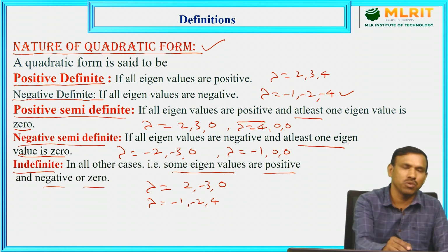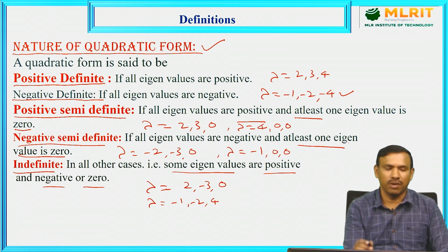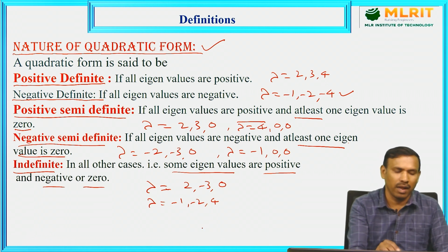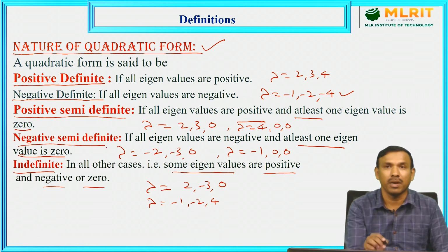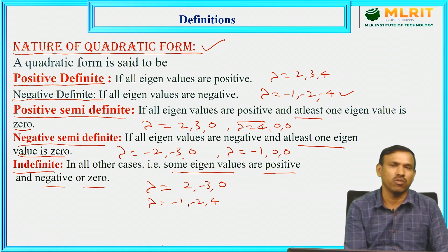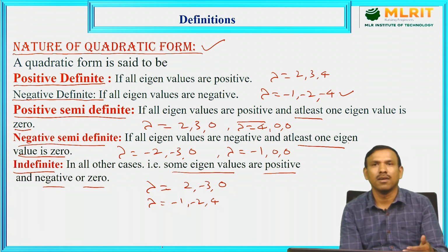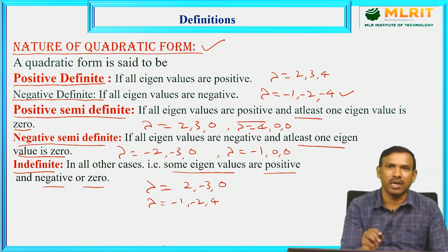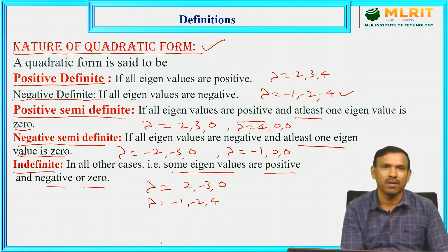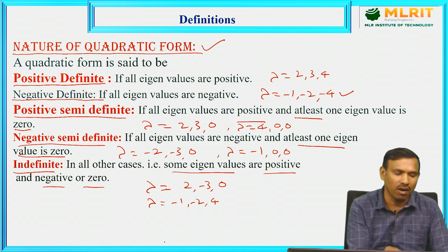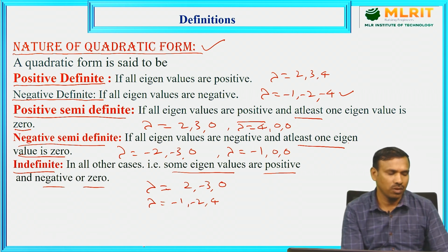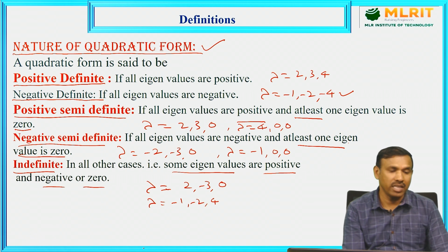So based on the eigenvalues, this is how we decide. All eigenvalues positive, positive definite. If all eigenvalues are negative, negative definite. Some are positive, remaining 0, positive semi-definite. Some are negative and remaining are 0, negative semi-definite. Now if these 4 are not satisfied, then a combination is there: negative is there, positive is there, or 0 is there. So we can't define particularly positive or negative. That is called indefinite. So this is the nature of the quadratic form.